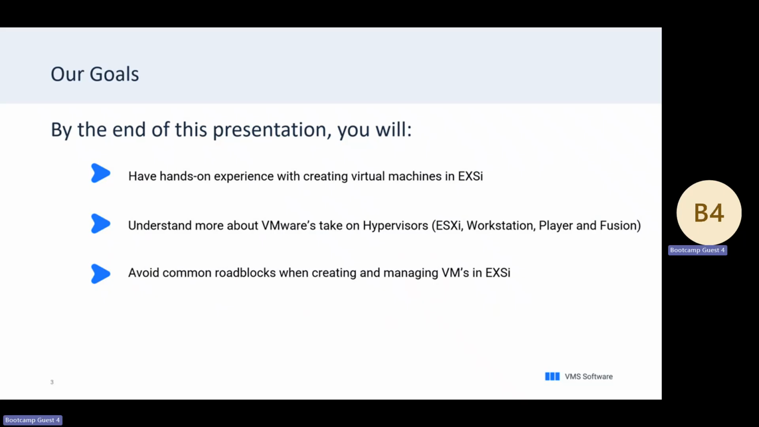Next, I want you to understand more about VMware's take on hypervisors and their various products. We'll be using ESXi today, which is the enterprise solution to their hypervisor, but they also provide desktop type 2 hypervisors that just go on your computer on top of whatever OS you're already on. So that could be Windows, that could be Mac. For Windows, it is Workstation Pro. For Mac, it is Fusion. And then there's Workstation Player, which is also for Windows, but they're essentially pretty similar.